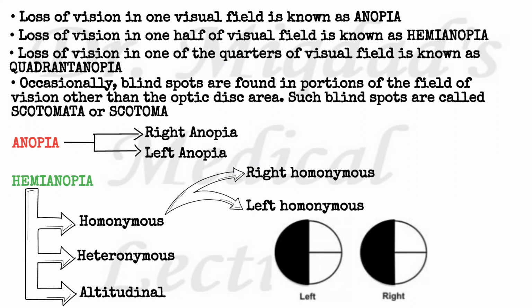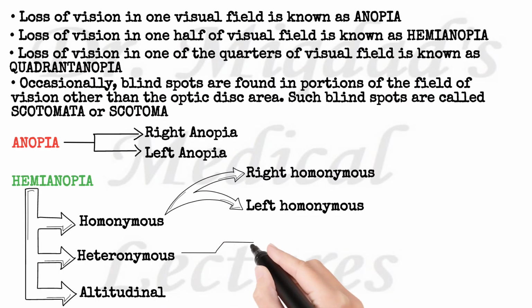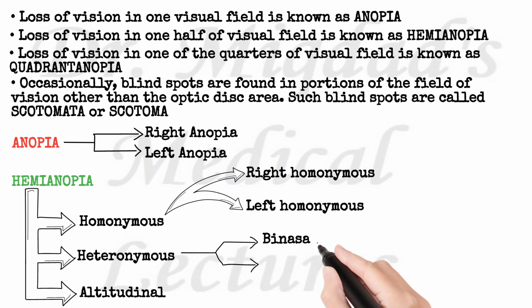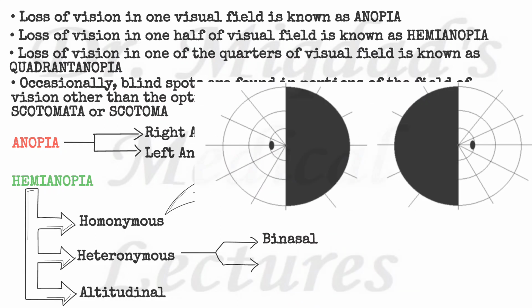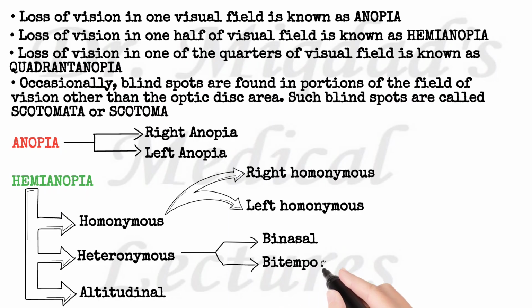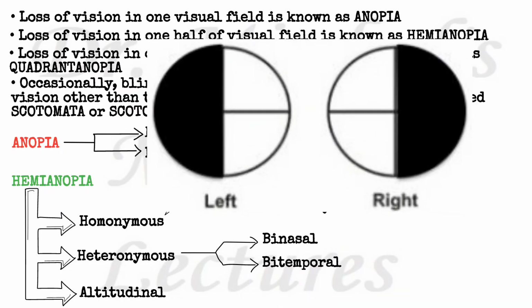These patients frequently complain of bumping into obstacles on the side of the field loss, thereby bruising their arms and legs. Now coming to heteronymous hemianopia, it may be binasal heteronymous hemianopia or bitemporal heteronymous hemianopia.